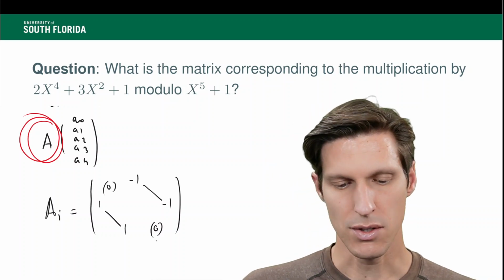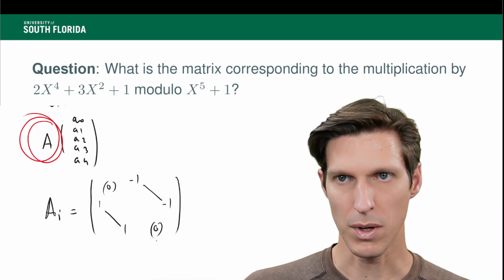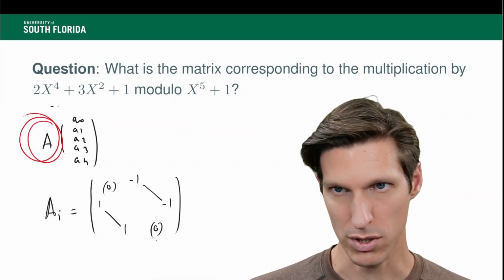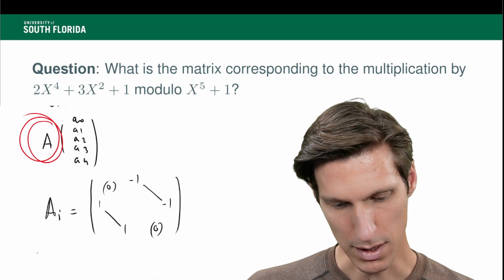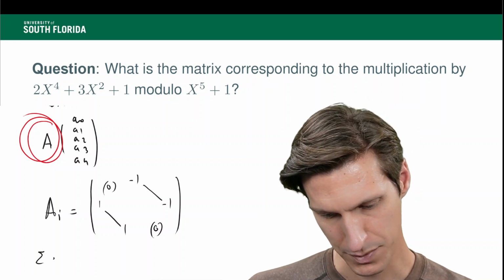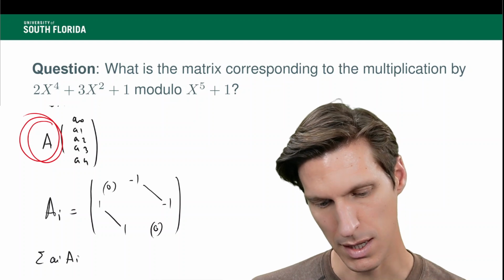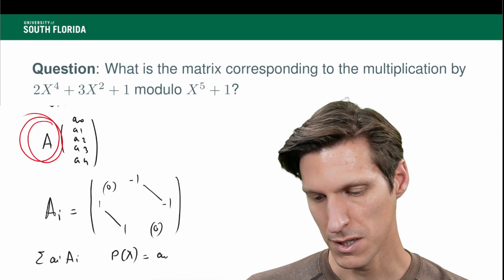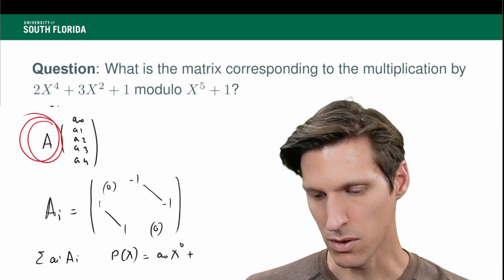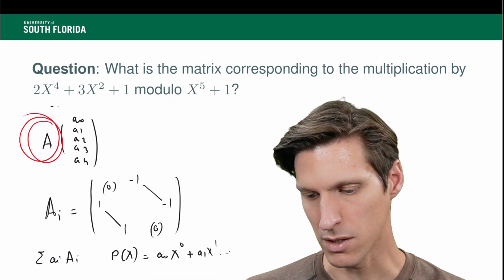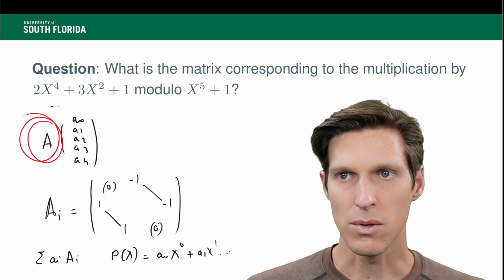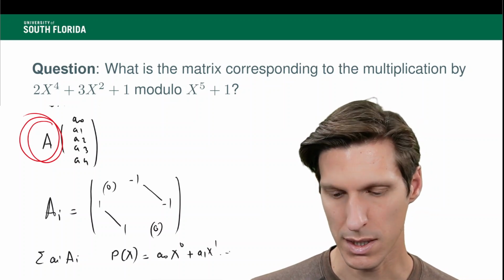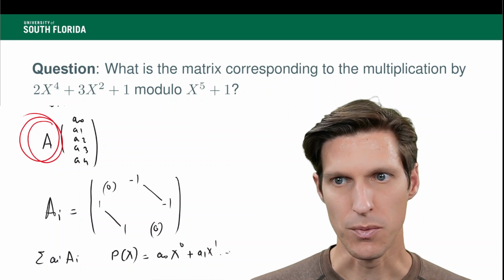And then, if my polynomial by which the linear operator is the multiplication is a0 x^0 plus a1 x^1, etc., then my matrix is going to be the sum of the a_i times the matrices for x^i. Here we have a0 is 1, a1 is 0, a2 is 3, and a4 is going to be 2.